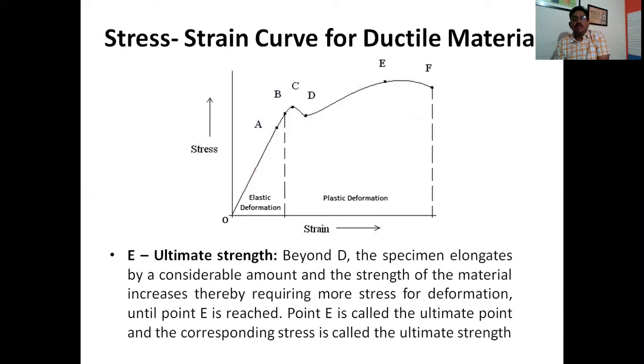And the next point is point E, called the ultimate strength. Beyond point D, the specimen elongates by a considerable amount and the strength of the material increases, thereby requiring more stress for deformation, until point E is reached. Therefore, up to point E, the stress will increase. So point E is called the ultimate point, and the corresponding stress is called the ultimate stress or ultimate strength. This is the maximum stress that a material can have.